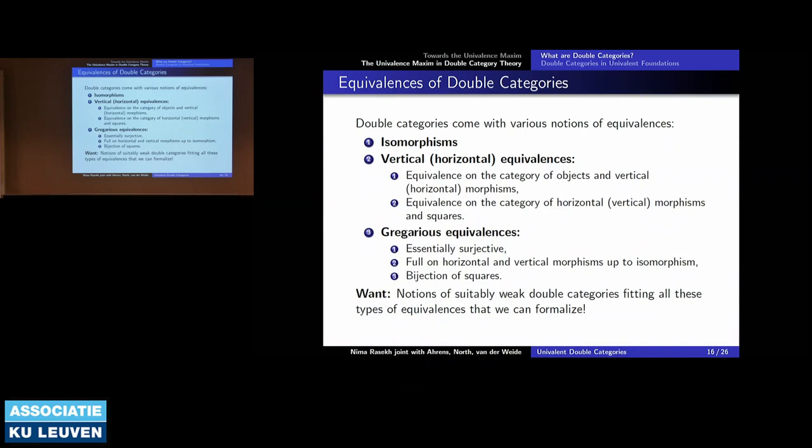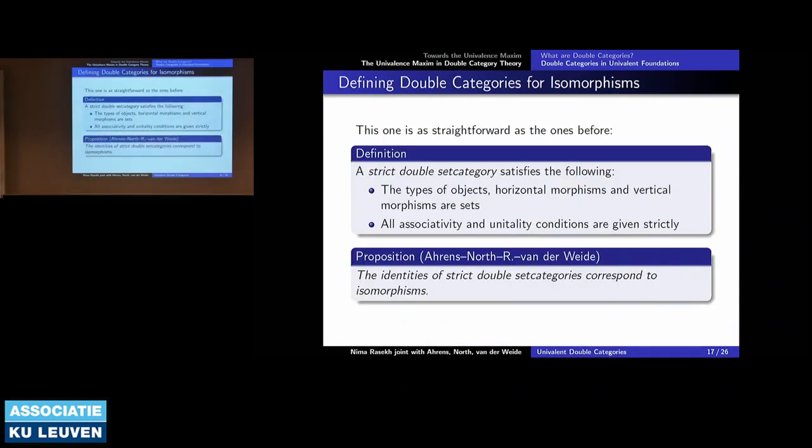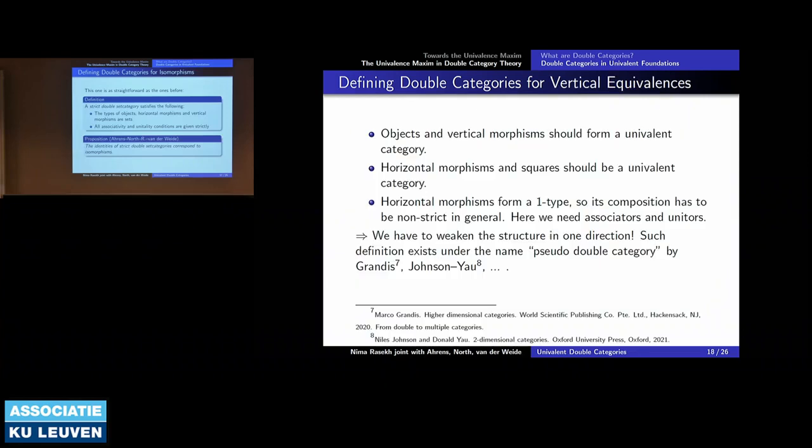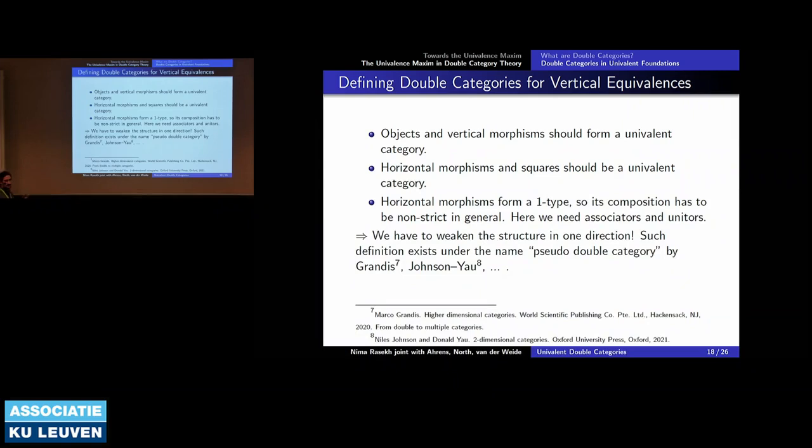Okay. And so what I have to do is relax my structure in one direction. So I'm forced to relax my composition in the horizontal direction and add associators and unitors. So what I need is a double category where one direction of the composition is strict and the other one is weak. Turns out people have already done this. There are various textbooks that one can look at. It's called a pseudo double category. The name is not very descriptive because it doesn't tell you it's only pseudo in one direction, but such is life.